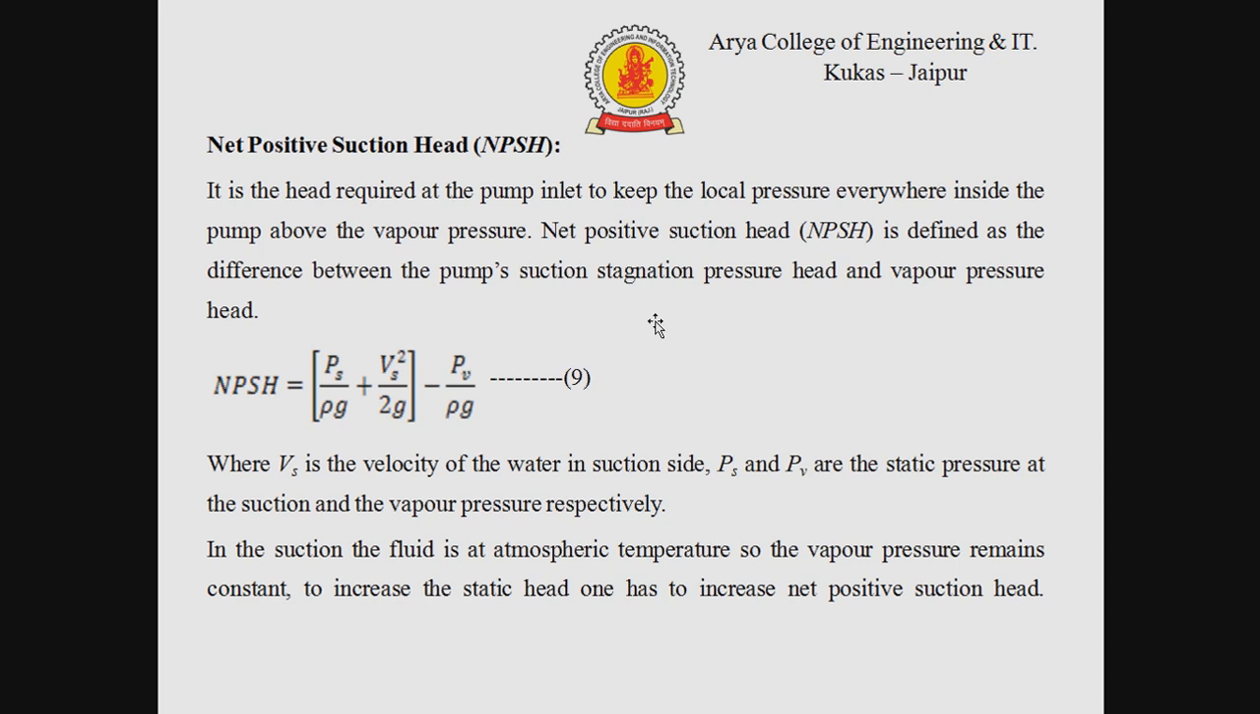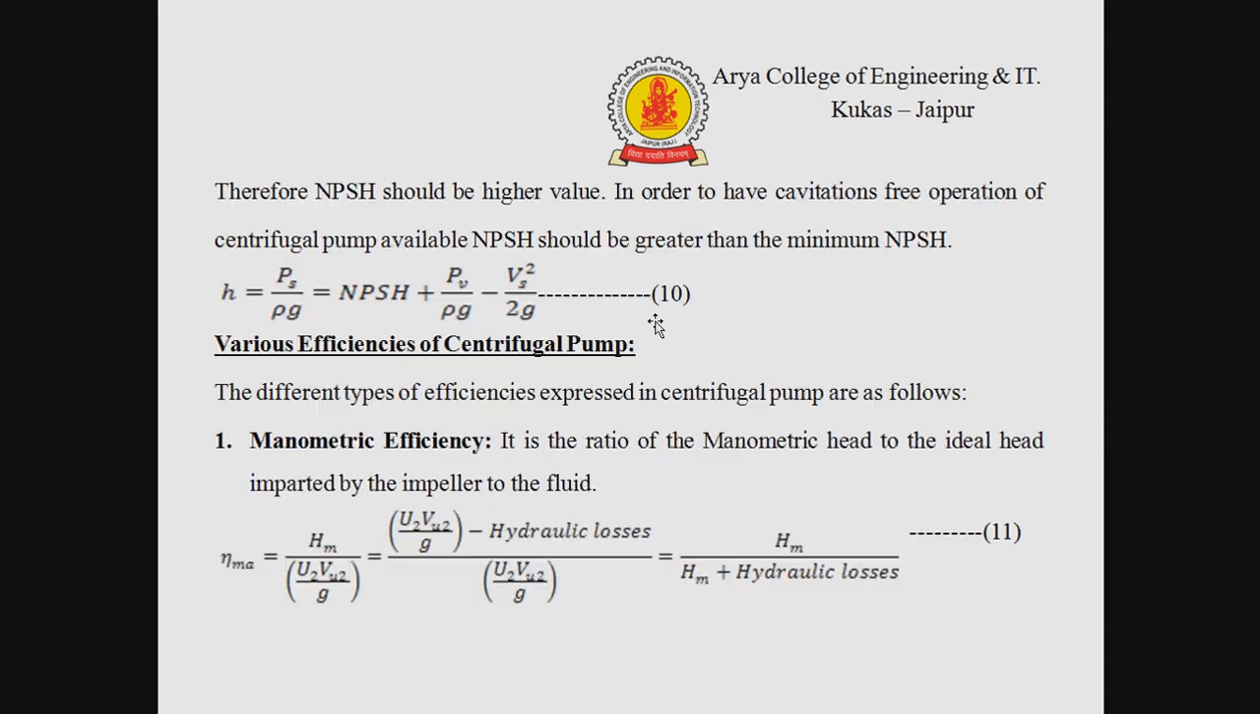In the suction, the fluid is at atmospheric temperature, so the vapor pressure remains constant. To increase the static head, one has to increase the net positive suction head. Therefore, the NPSH should be a higher value. In order to have cavitation-free operation of a centrifugal pump, the available NPSH should be greater than the minimum required NPSH. The equation shows that condition.